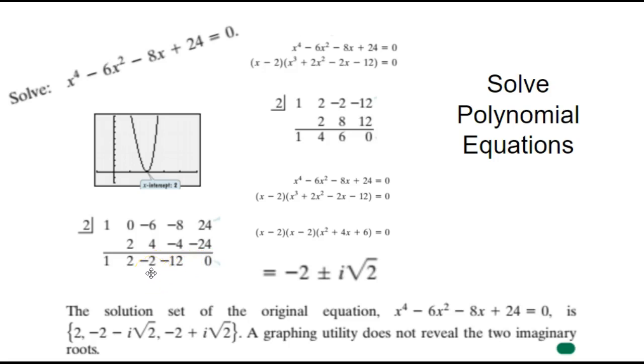-2 is the linear term, the one that gets the x attached to it. This 2 would be our quadratic term, that gets the x squared, and this 1 would be our cubic term, which gets the x cubed. So up here we have the two factors, x minus 2 and x cubed plus 2x squared minus 2x minus 12. The product of those two things gives us the original polynomial that we were dealing with.